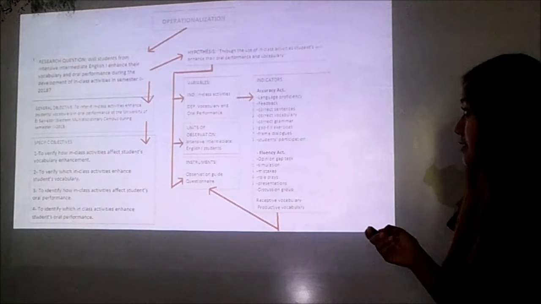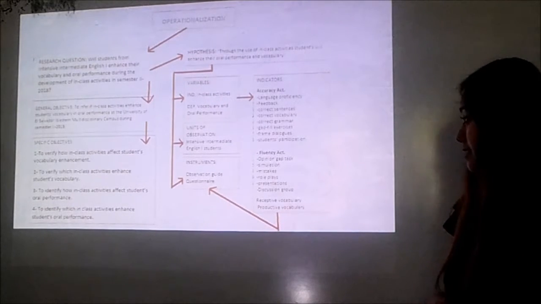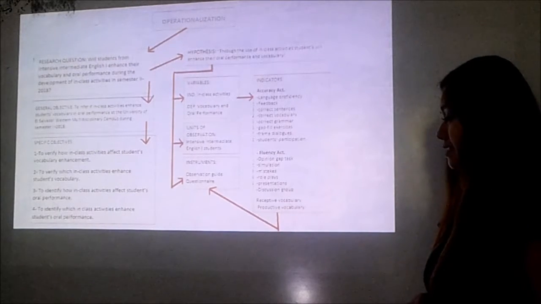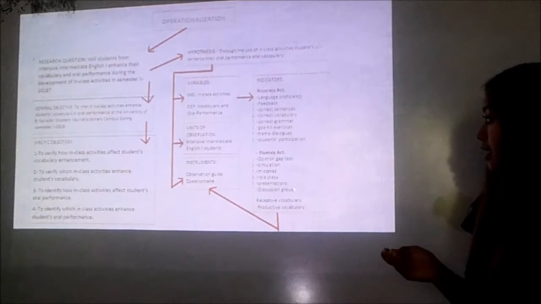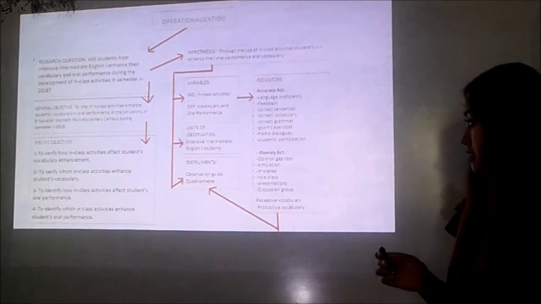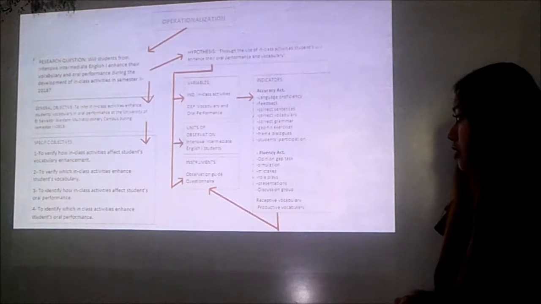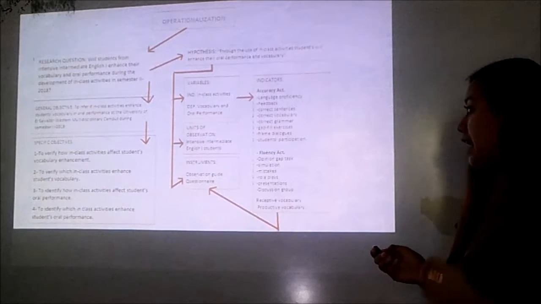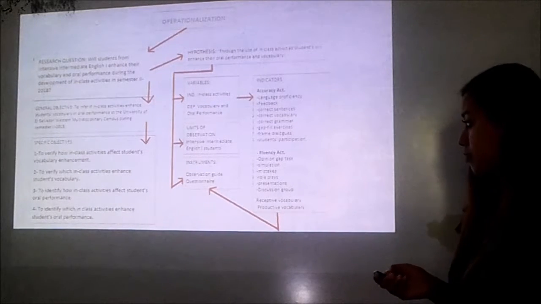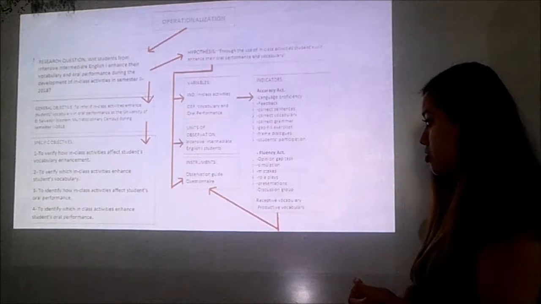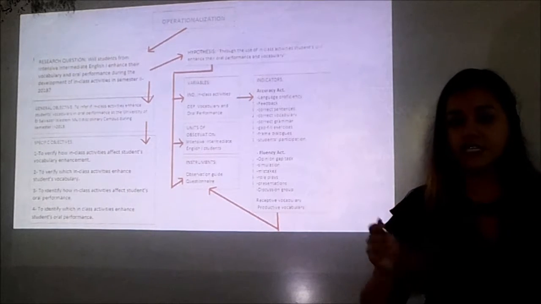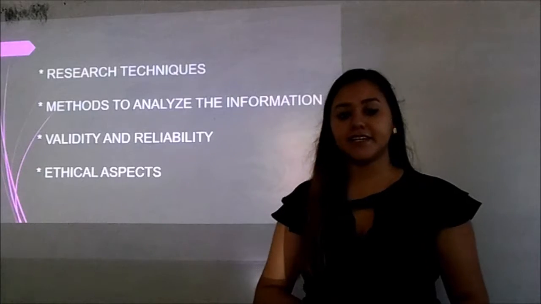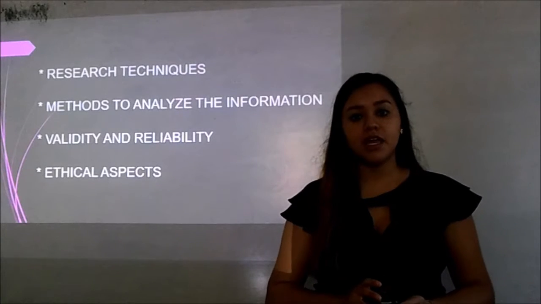From these variables, we also got indicators, accuracy-oriented activities, such as language proficiency, feedback, correct sentences, etc. And also the fluency-oriented activities, such as opinion gap task, simulation, role plays, etc. With the help of these indicators, we also created instruments, which were an observation guide and a questionnaire. All these related and taking into account the objectives. Now let's continue with the research techniques.